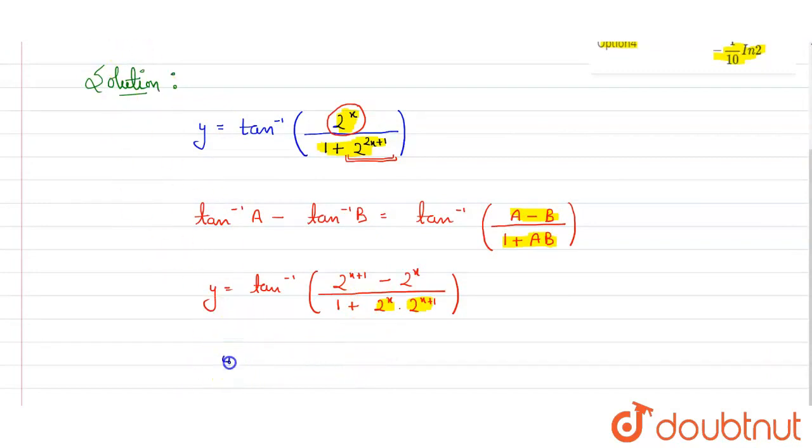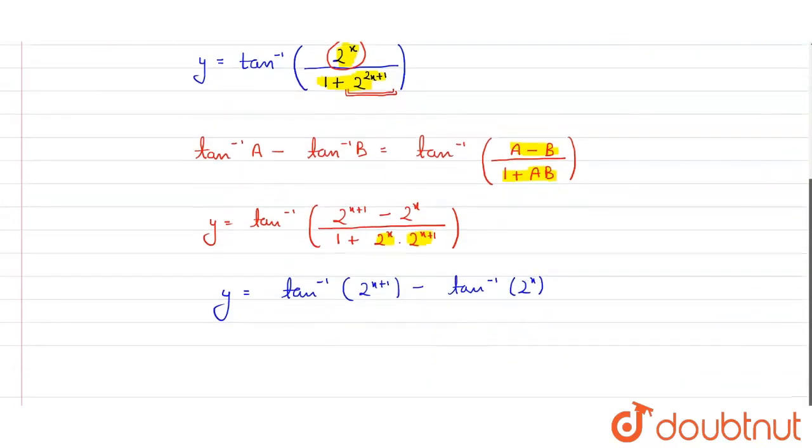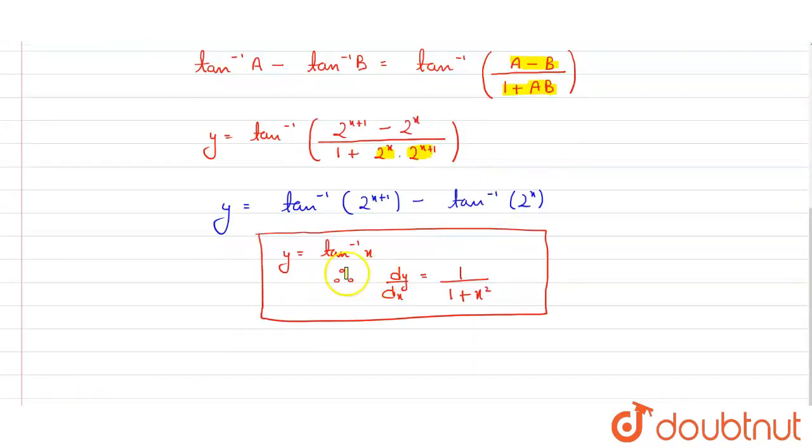We have changed it according to the formula. So y is equal to tan inverse of a minus b, that is tan inverse of a minus tan inverse of b. That was our motive, to change it according to the formula. Now we know the derivative of tan inverse. Let me write that for you. If y is equal to tan inverse x, then its derivative will be 1 upon 1 plus x squared. This boxed part is just for explanation.